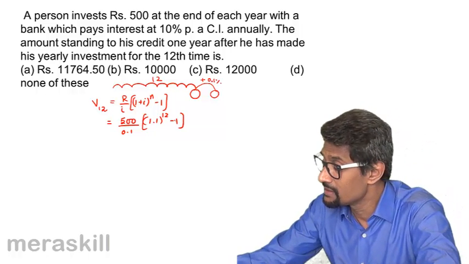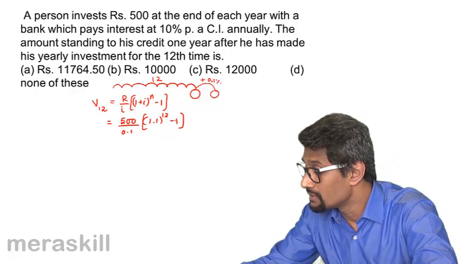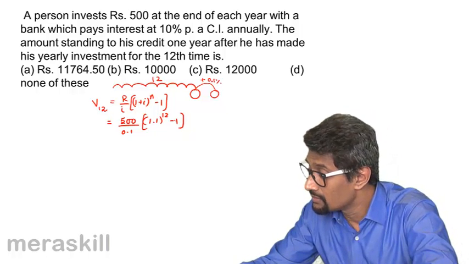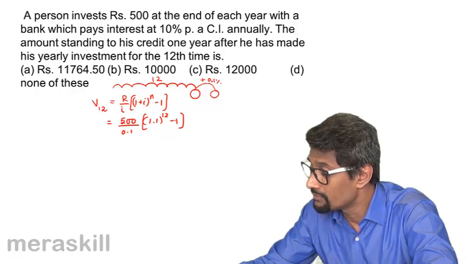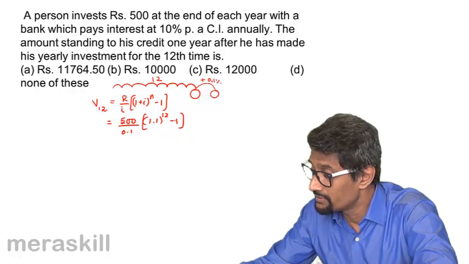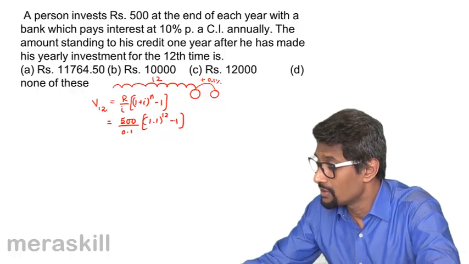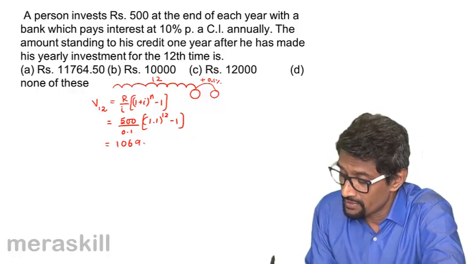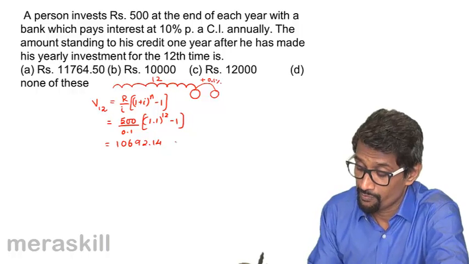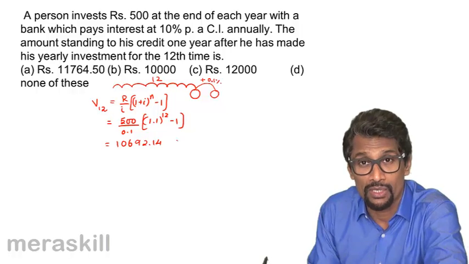Let's calculate this. So it's going to be 1.1 raised to 12, minus 1, into 500 divided by 0.1. So this alone turns out to be around 10,692.14. And then for one more year it accrues an interest of 0.1.